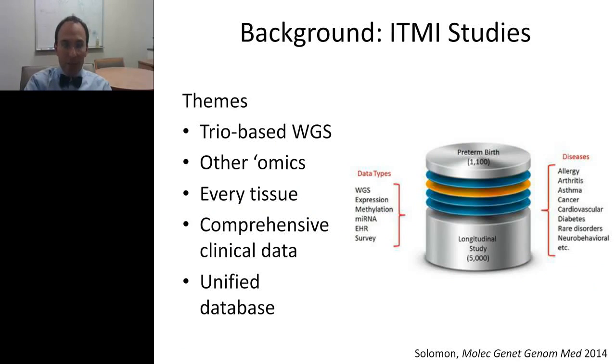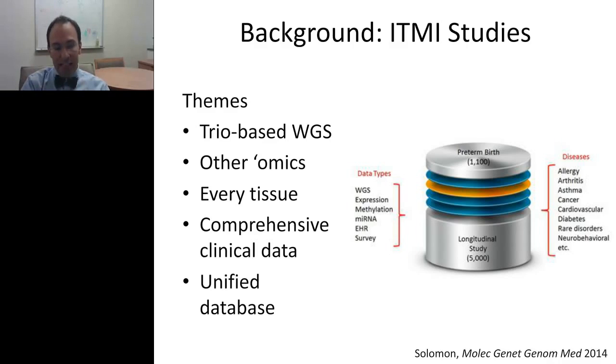So the themes of our studies involve trio-based whole genome sequencing. So we do the genomes from mom, dad, and baby, and about 5 to 10% of the time, we also look at genomes from other relatives, aunts, uncles, etc. We generate as much other omics as samples allow at the RNA, epigenetic, proteomic, metabolomic levels, and so on. We try to collect many tissue types and generate data from many tissue types as well. So we collect placenta and blood and urine and saliva and cord blood, etc.